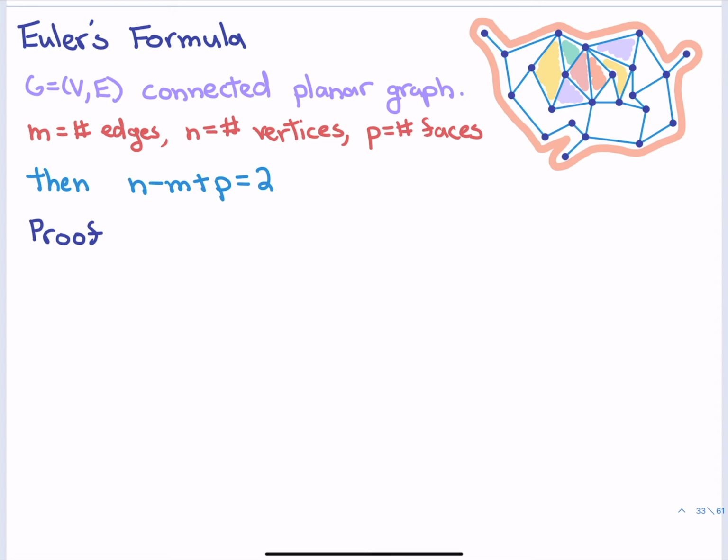All right, the claim is that n minus m plus p is always equal to 2 for any planar graph, no matter how you draw it, as long as it's connected. Which is like an absurd claim. Maybe someone can verify if that's true. If it's not true, then everyone gets an A.